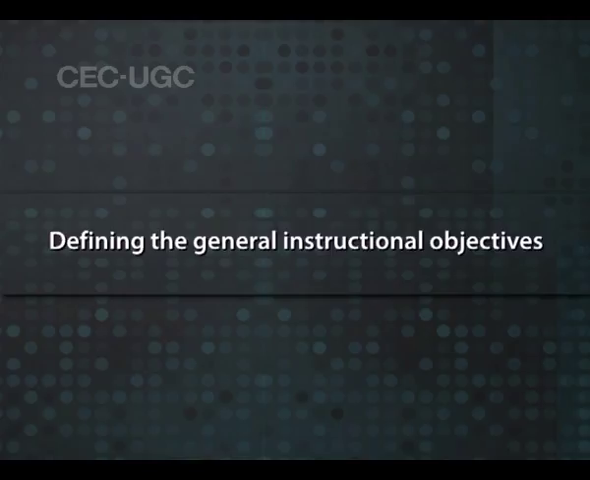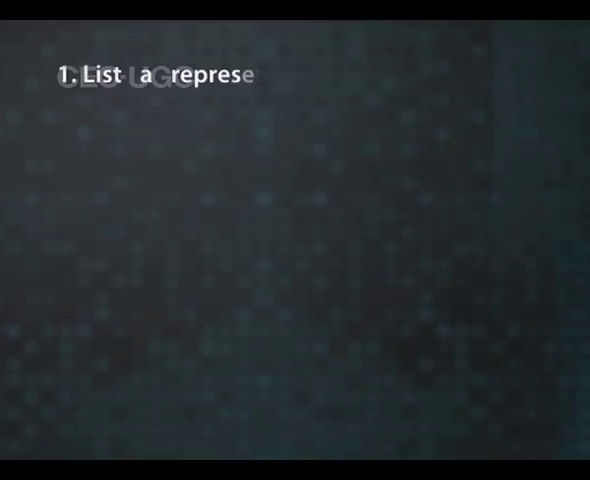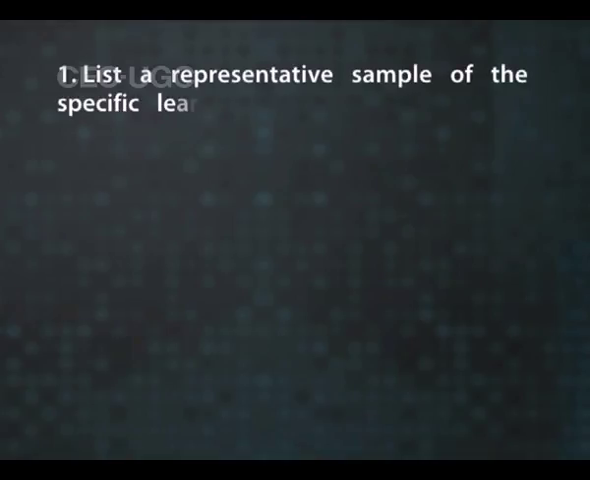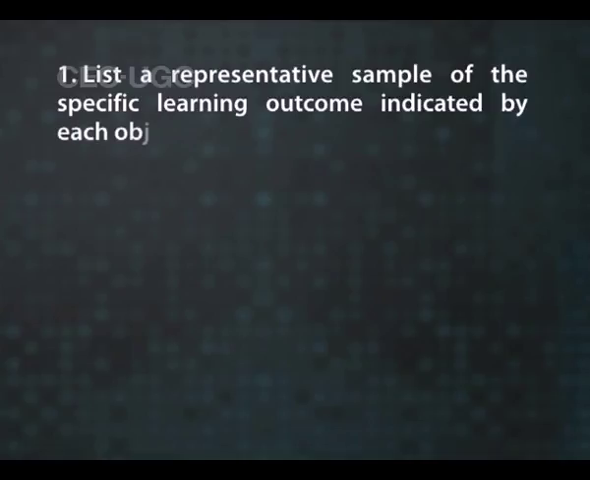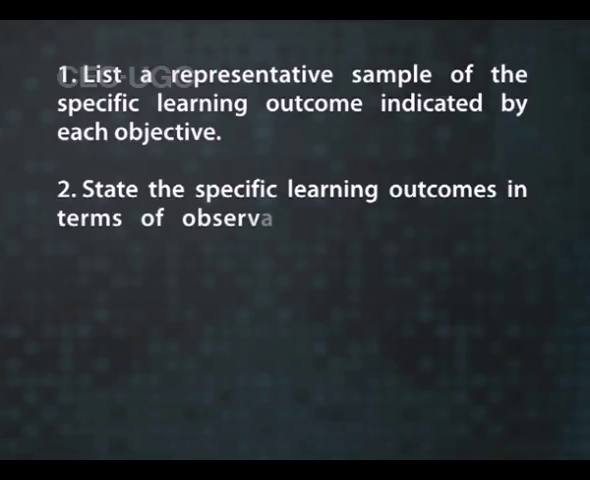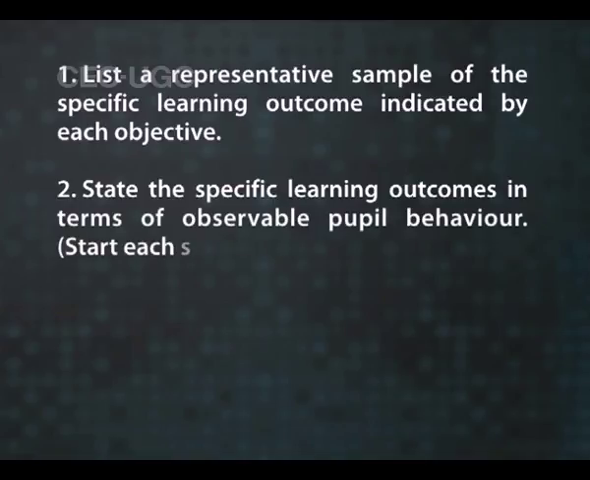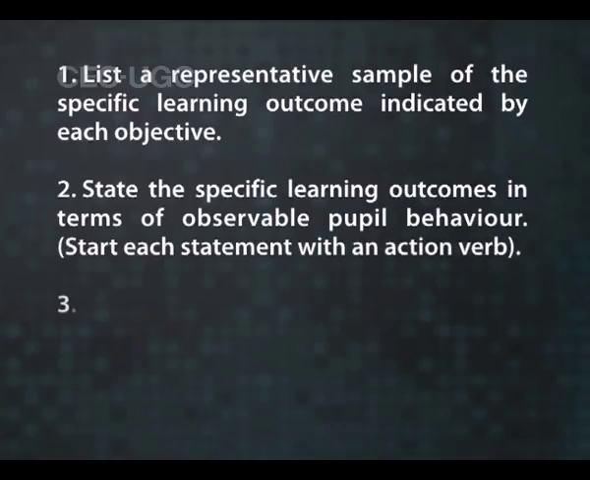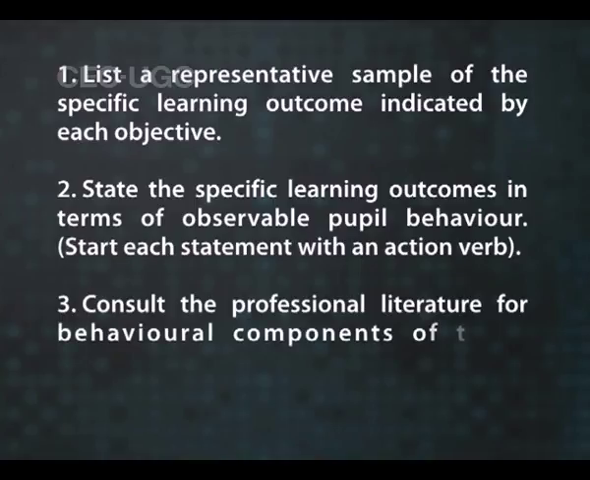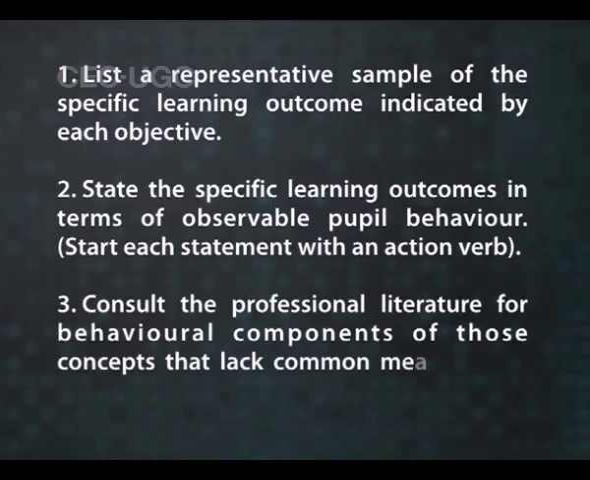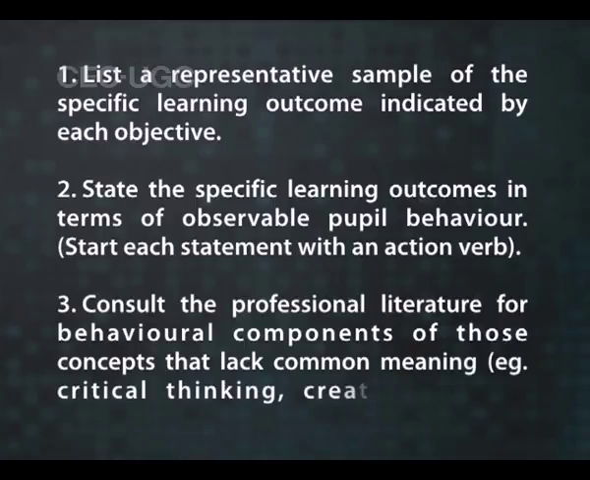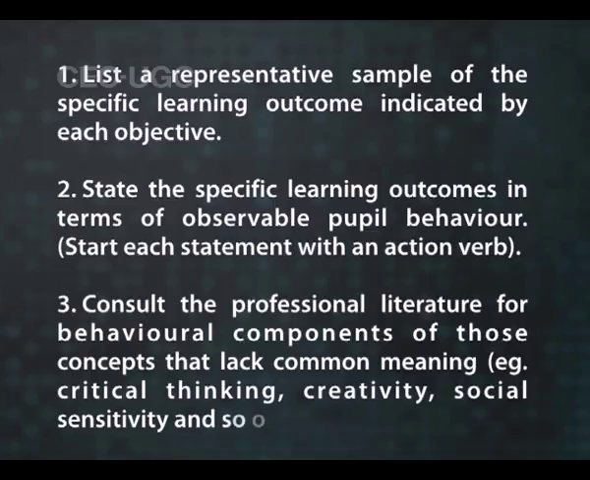Defining the general instructional objectives. The general objectives can be made further specific and definite by listing a representative sample of the specific learning outcome indicated by each objective, stating the specific learning outcomes in terms of observable pupil behavior. Start each statement with an action verb. Consult the professional literature for behavioral components of those concepts that lack common meaning. Example, critical thinking, creativity, social sensitivity, and so on.